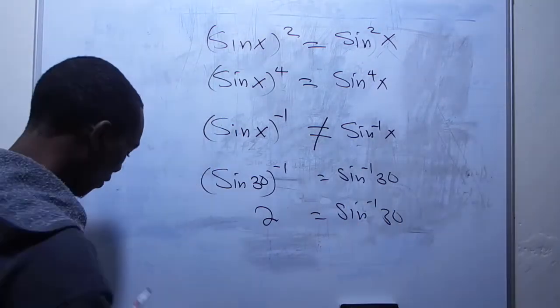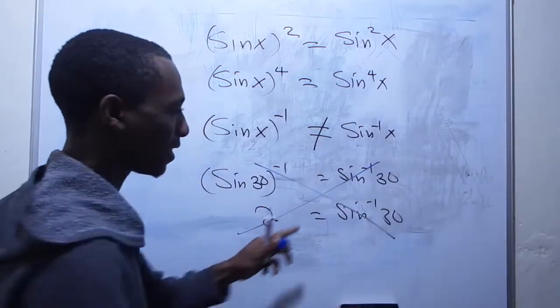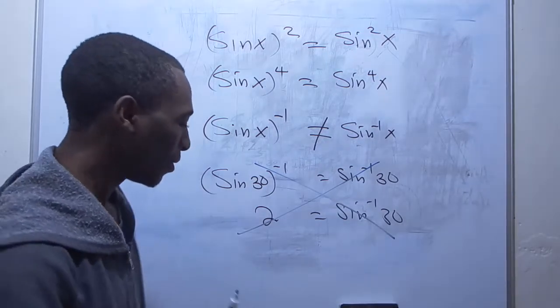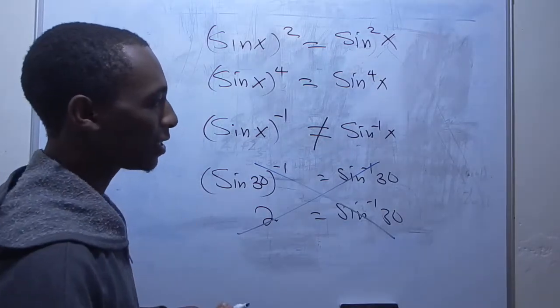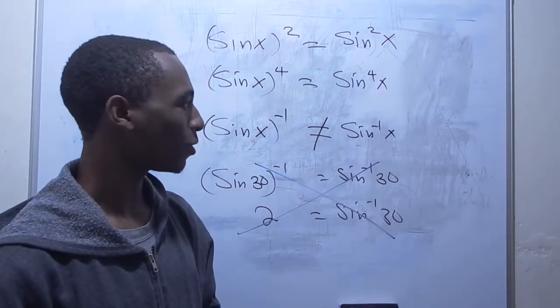And you can see that all this is wrong mathematics. This does not even exist. How on earth can you have sine arc of 30? Okay, so what's going on here? It turns out that there is a problem, a confusion between two mathematical notations.